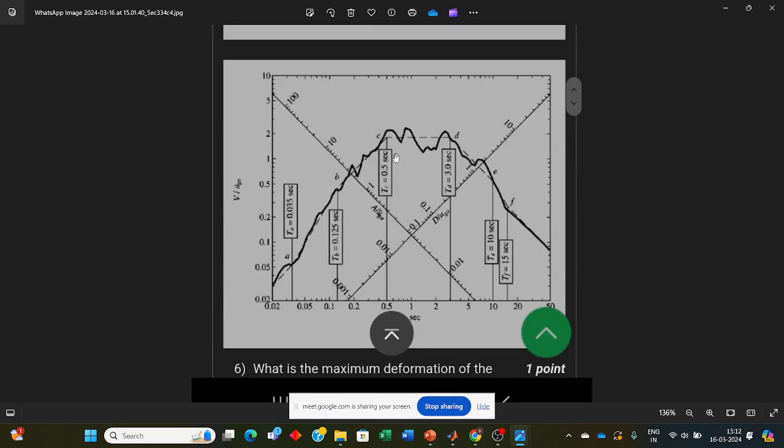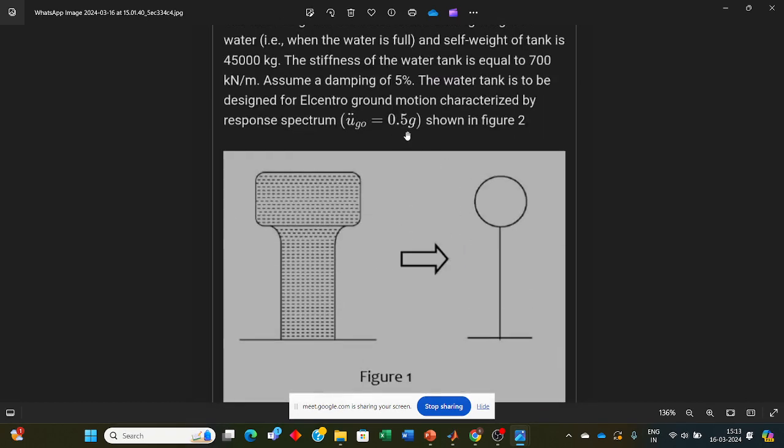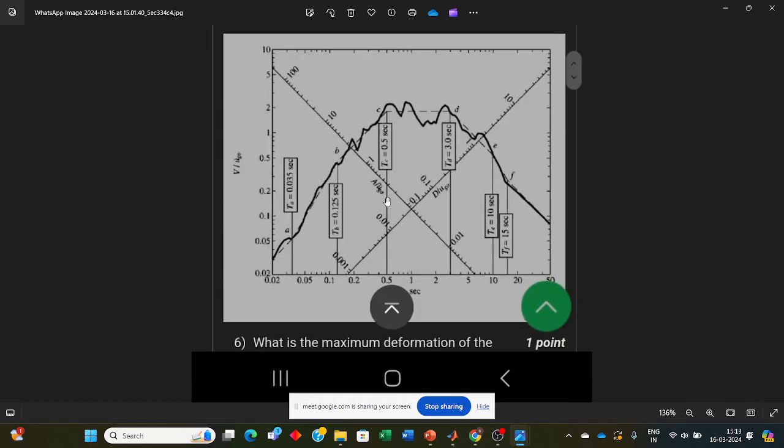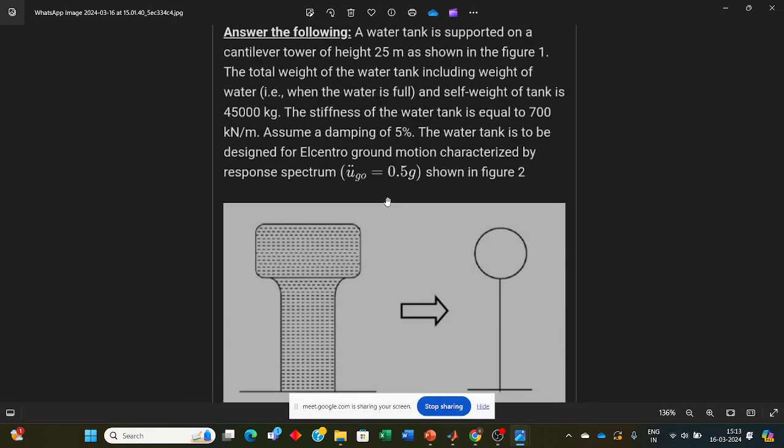And see, here the time period is around, I believe, 1.59 seconds or 1.6 seconds. So at 1.6 seconds you go here approximately, and you want to find displacement, so you come here. This comes out to be around 0.4 to 0.5, and 0.5 into the scaling factor 0.5 comes out to be 0.25. So the answer lies in this range. So this is how you can solve this question.